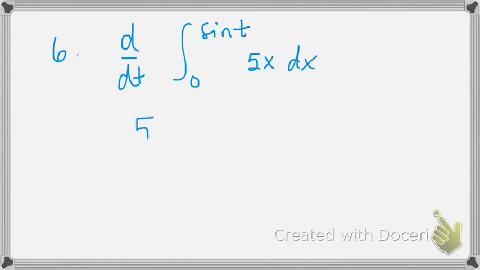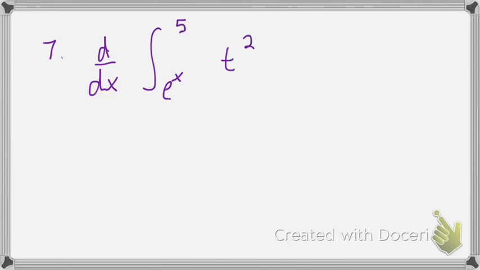Same kind of problem. I plug in the sine of t, but then I multiply by the derivative of sine of t. And it doesn't matter what variables we use. On the problems we've been doing, the numbers I'm plugging in are t's, so it's the derivative of t's. Here I'm plugging in x's, so it's the derivative with respect to x.